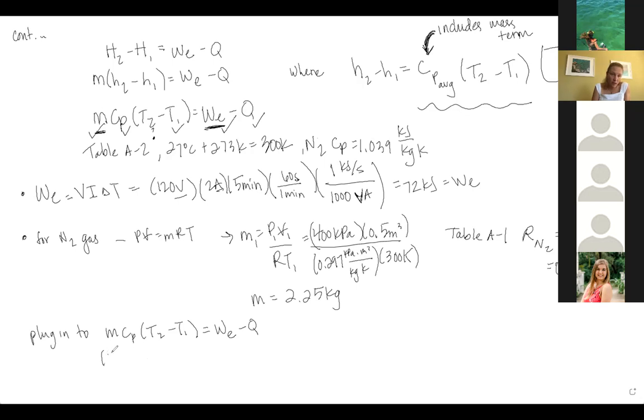So this is going to be 2.25 kilograms times our Cp value, which we looked up here, 1.039 kilojoules per kilogram. Let's do Celsius because we were given our problem in Celsius. And then times T2, which we're looking for, minus T1, which is 27 degrees Celsius. This is equal to our electrical work value, which is 72 kilojoules, minus our heat value, which is 2,800 kilojoules.